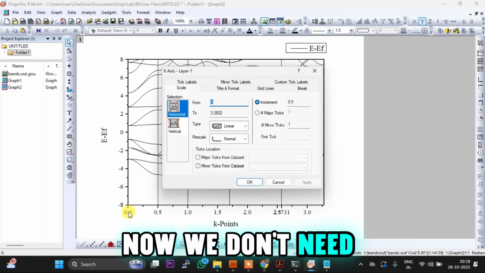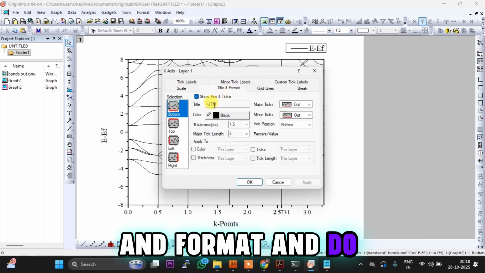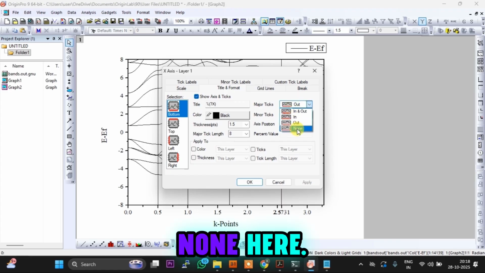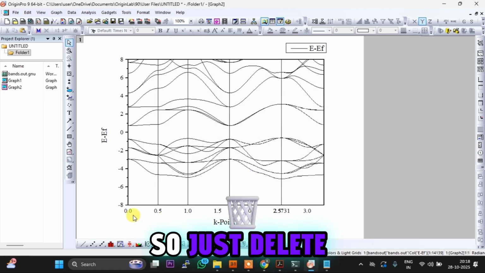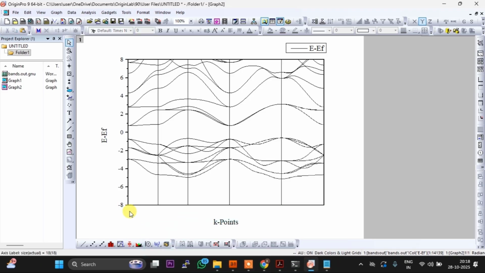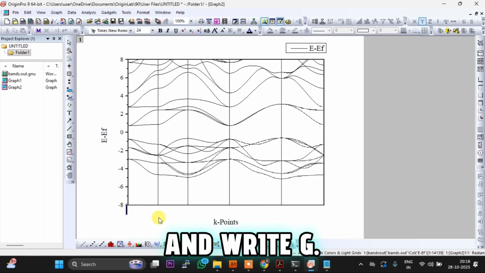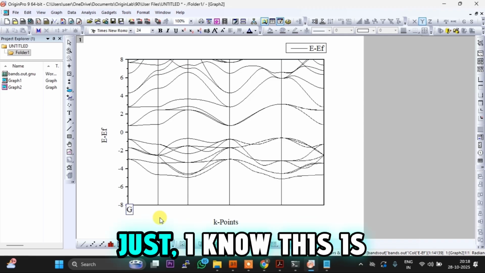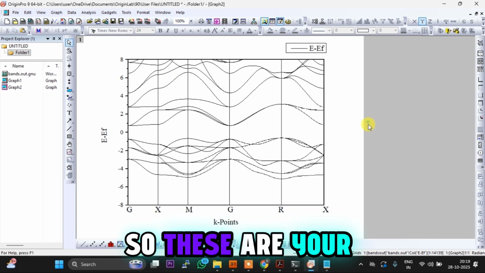Now we don't need these ticks anymore. Okay. So just go to title and format and do none here. Apply. Okay. So just delete these two. So what we are going to write here instead? Definitely, we are going to take a text box and write G. Just, I know this is gamma, but for now write G. I will tell you what to do. Write X here. So these are your points.